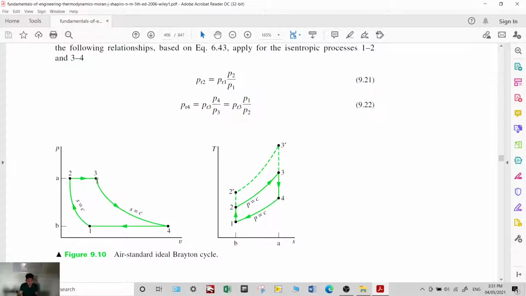And then, from 3 to 4, this is the turbine, no? Process sa imong turbine. Again, this is constant entropy and then heat rejection to the environment, process 4 to 1.